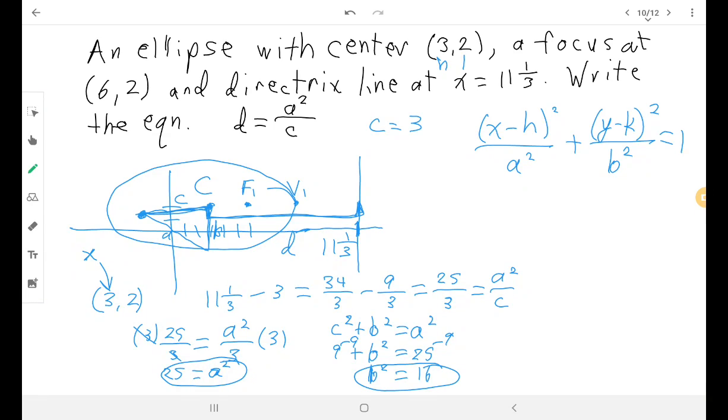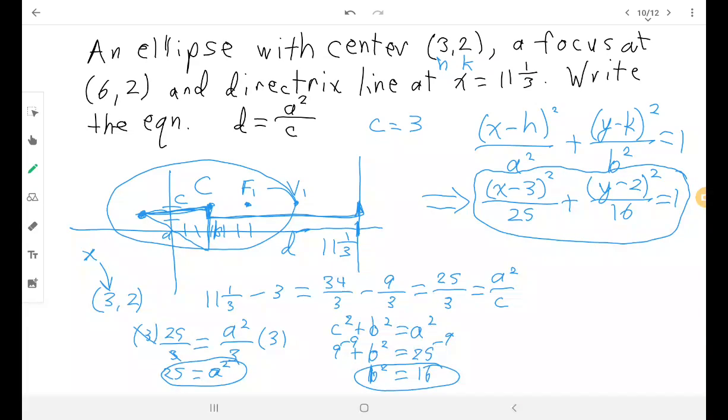Remember, H and K are right there. So then I can fill in the equation. That'll be x minus h, which is 3, all of that squared, over a squared, which is 25, plus y minus k, which is 2, all squared, over b squared, which is 16, and the whole thing equals 1. And there we have it.